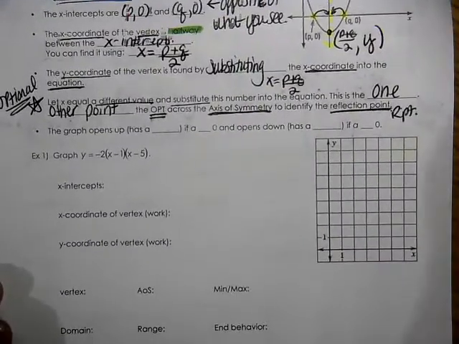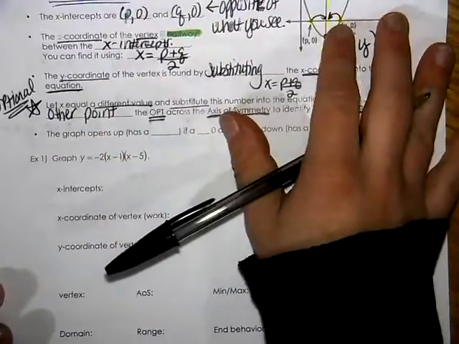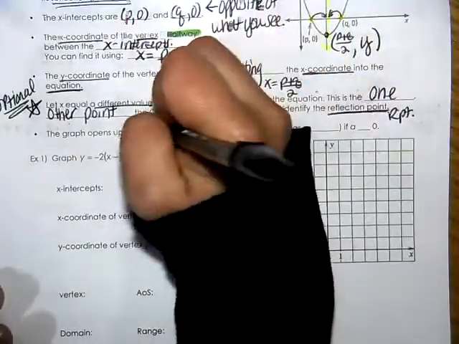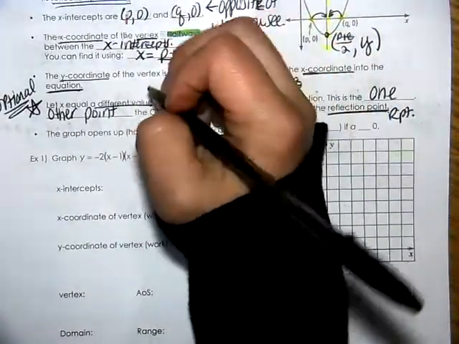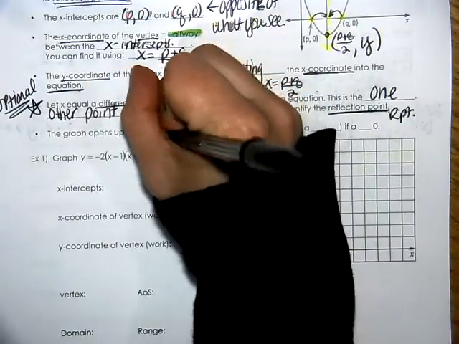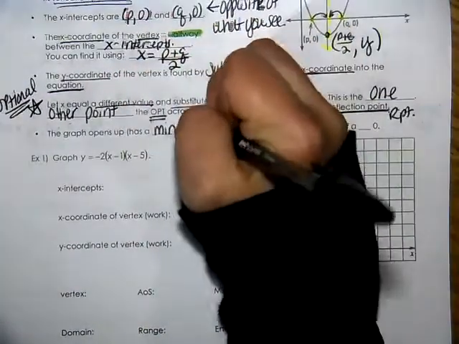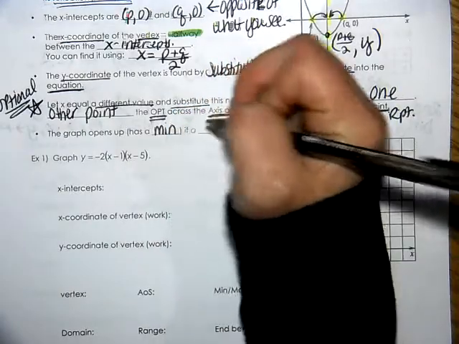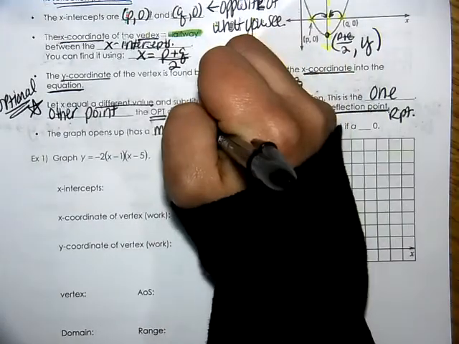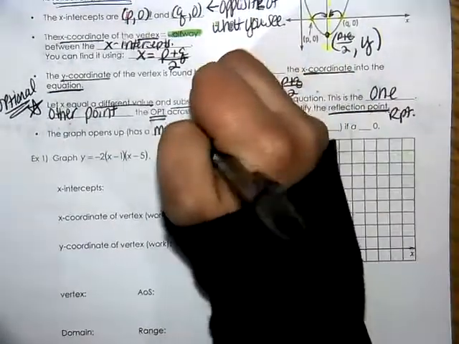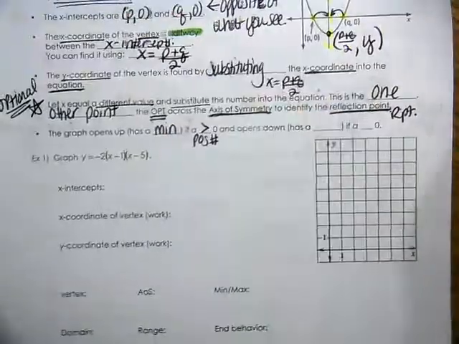All right, next, the graph opens up and has a minimum if the A value is bigger than 0, which means that this is a positive number.